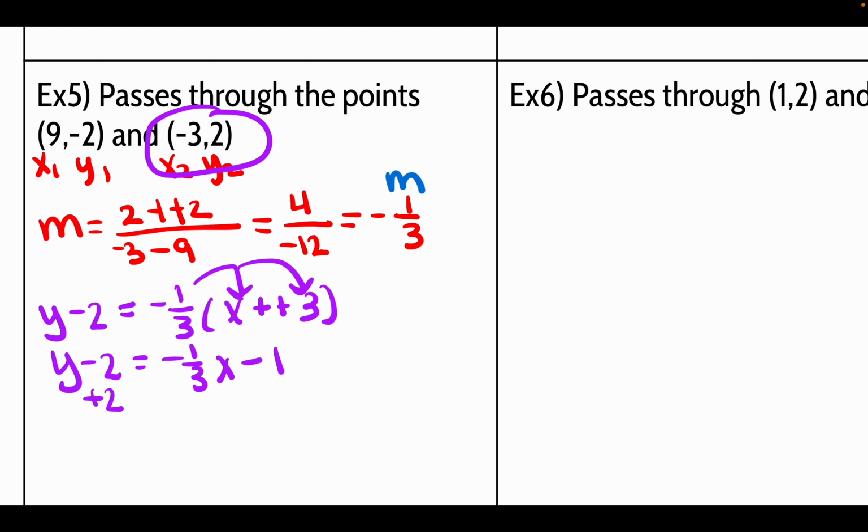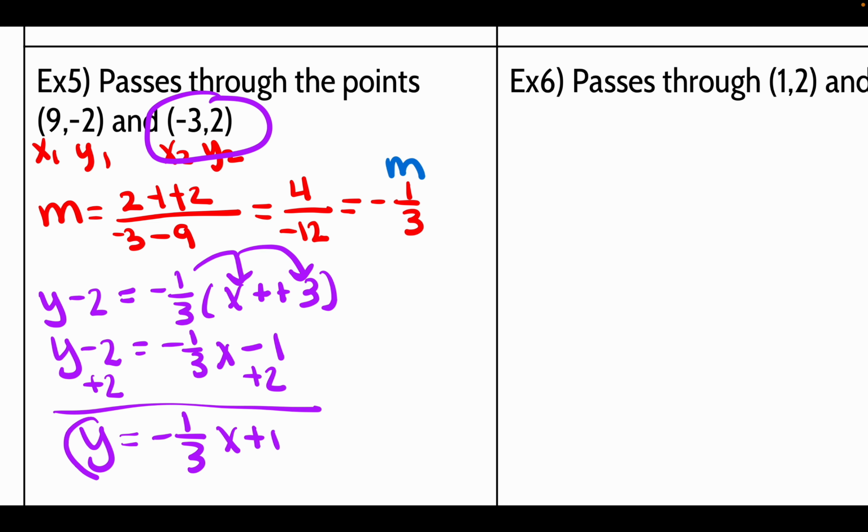Next step of getting y by itself is to add 2. So we have y equals negative 1/3 x plus 1. So negative 1/3 is our slope and 1 is our y-intercept. So that's our equation.